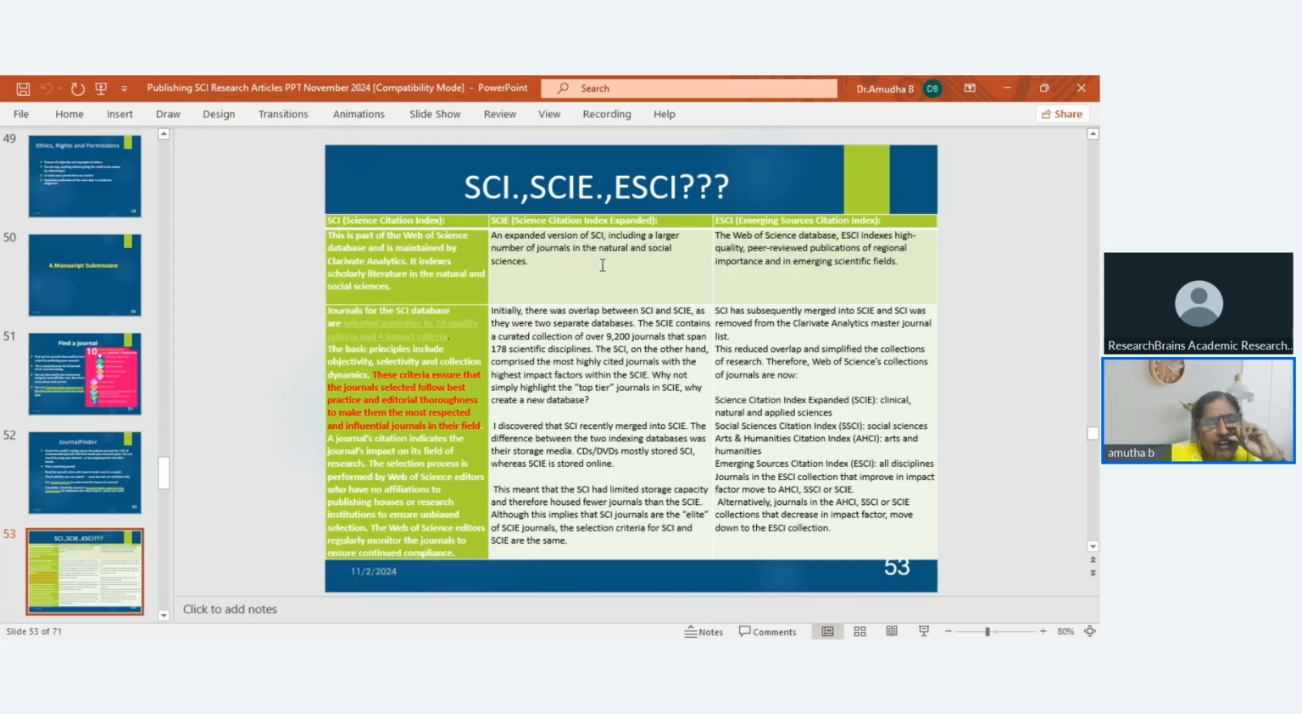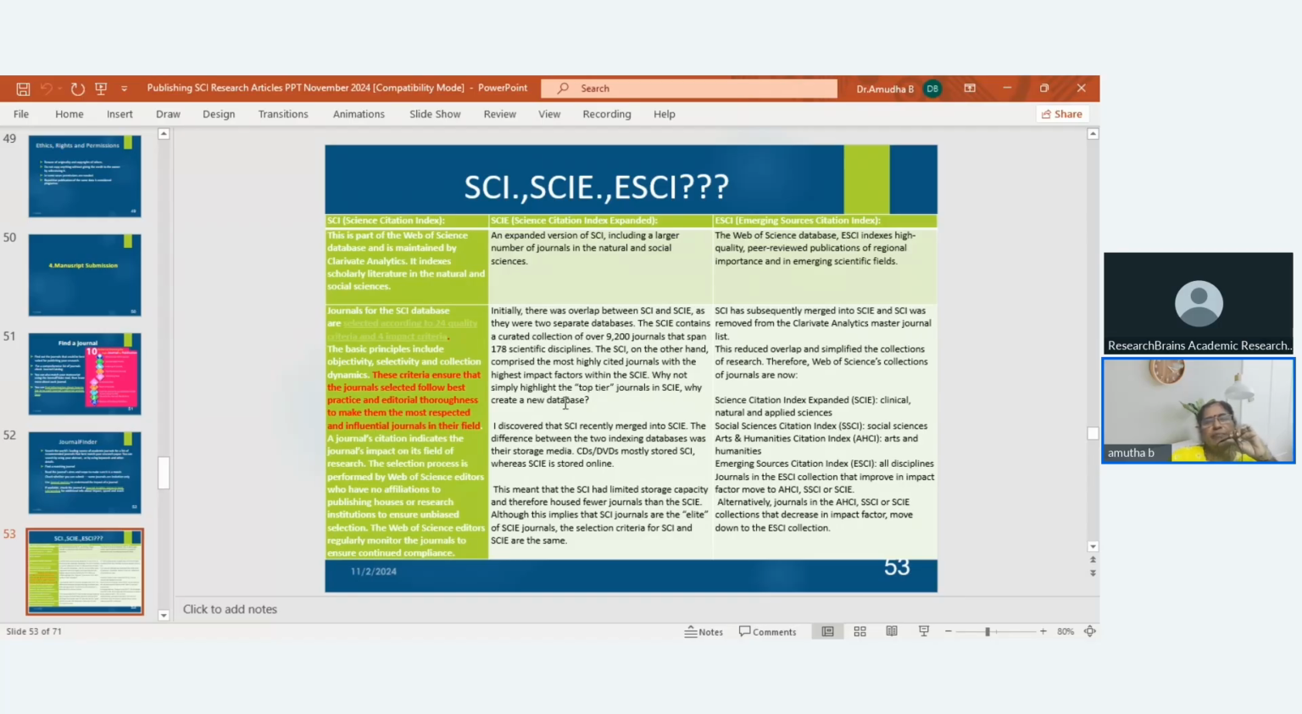Similarly, all the three have similarities, but the difference is in the basic principles. SCI includes selected journals which follow some practice, and the highly influential journals are available in SCI. But coming to SCIE, you can see here there was overlap between SCI and SCIE, as there are two separate databases. I do not know whether this count is perfect or not, but SCIE contains a curated collection of over 9,000, maybe 10,000 journals that span 178 scientific disciplines. Maybe now it will be more than that also. SCI, on the other hand, comprises the most highly cited journals with the highest impact factor within SCIE.